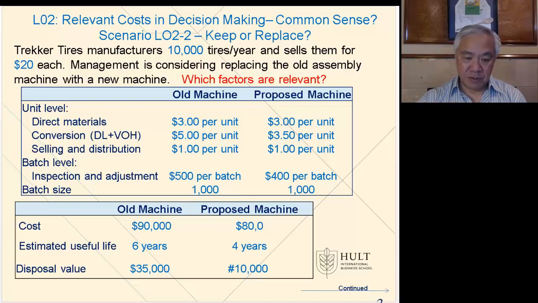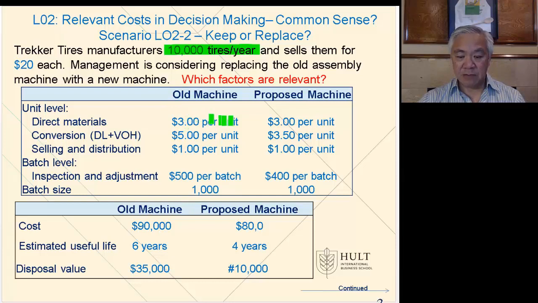All right. I'm going to grab a pen here. Let's use this green highlighter and say which ones are relevant. Are 10,000 tires per year relevant? Yes, because we need to know the volume so that we can consider the financial effect of manufacturing 10,000 tires with the old machine or manufacturing 10,000 with better economics with the new machine. Is the price of $20 each relevant? In this case, no, because our sales price isn't what we're trying to do. We're looking at cost of manufacturing.